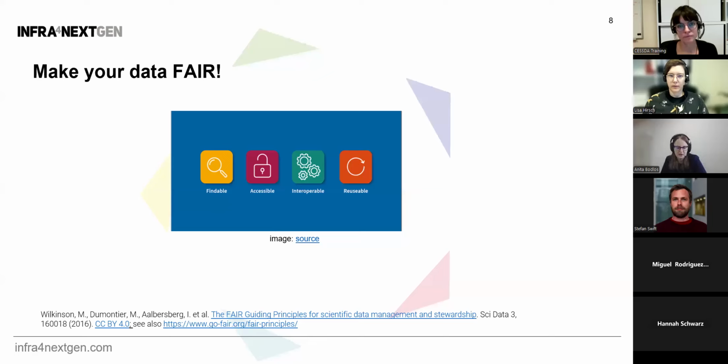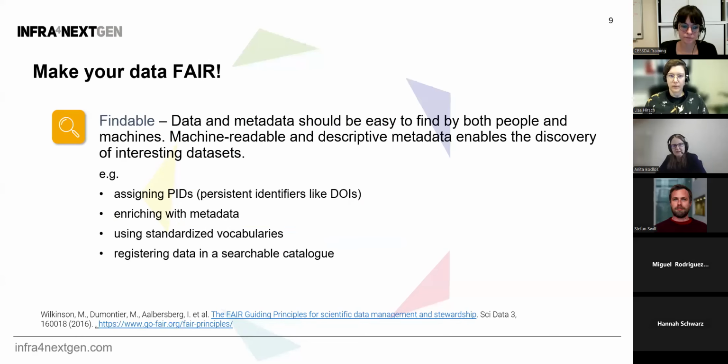And as soon as you work with personal data, making data openly accessible to everyone without restrictions often is not possible. We will talk about this in detail later, but now let's go through the individual steps of FAIR data. So the first letter in FAIR stands for Findable. This means that data and metadata should be easy to find by both people and machines. Machine-readable and descriptive metadata enables the discovery of interesting datasets.